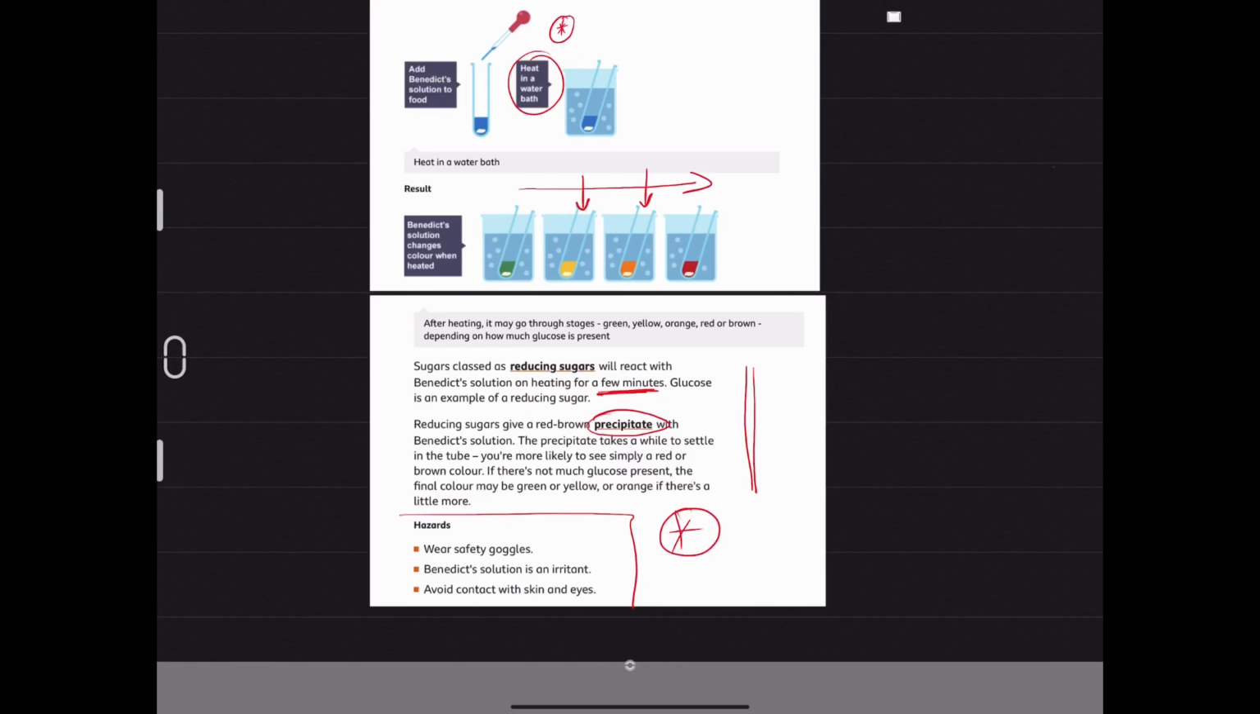Again, similar to iodine, wear safety goggles. Benedict solution is an irritant, and avoid contact with skin and eyes. The main thing is to understand that it's an irritant, so make sure that you're taking that down. Do not say it's corrosive. Ensure that you understand how Benedict solution can be harmful. It's an irritant, and iodine is also an irritant.